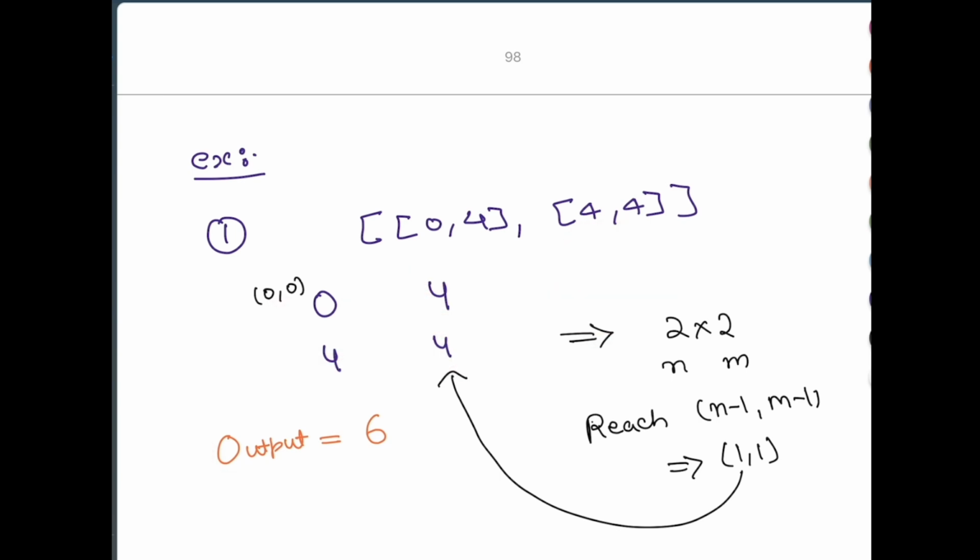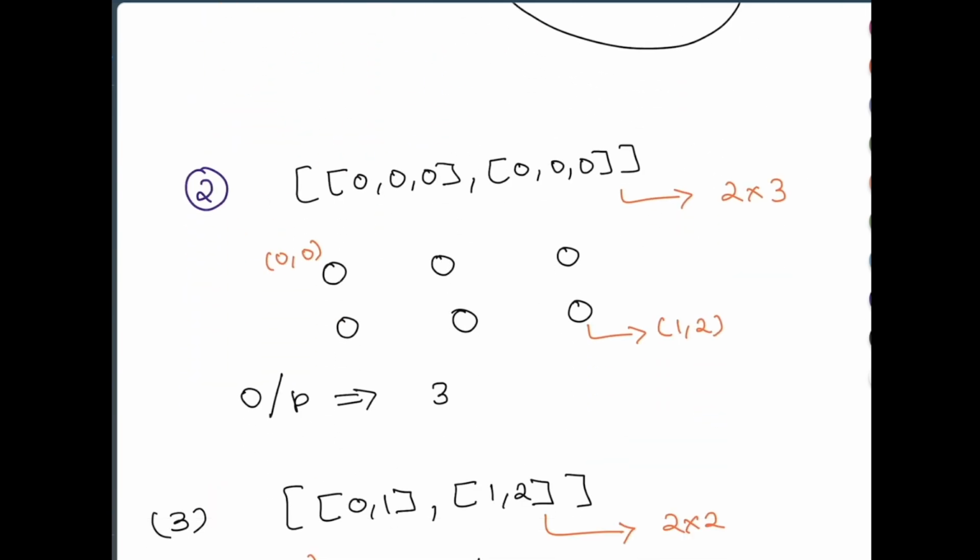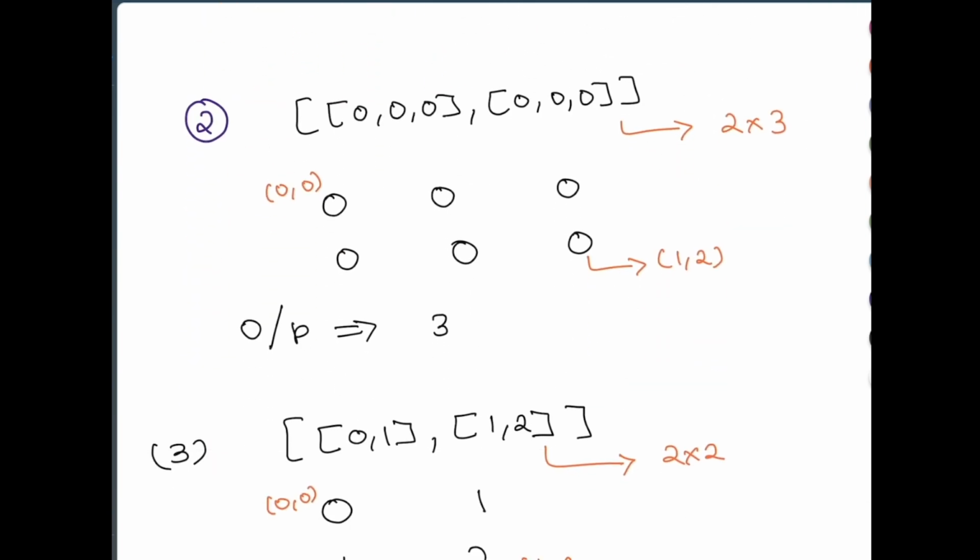Now I know that this might still be confusing. So let me explain this with example number 2. In example number 2, you have this as the input, right? Now you can write this in the form of a matrix. The size of your array is 2 by 3. So n is equal to 2, m is equal to 3.